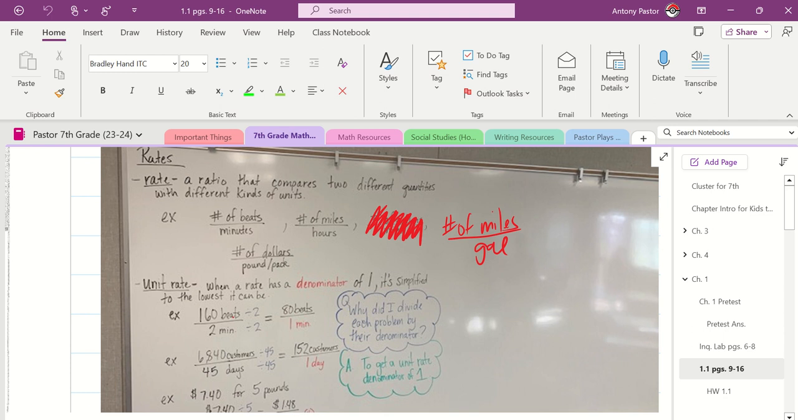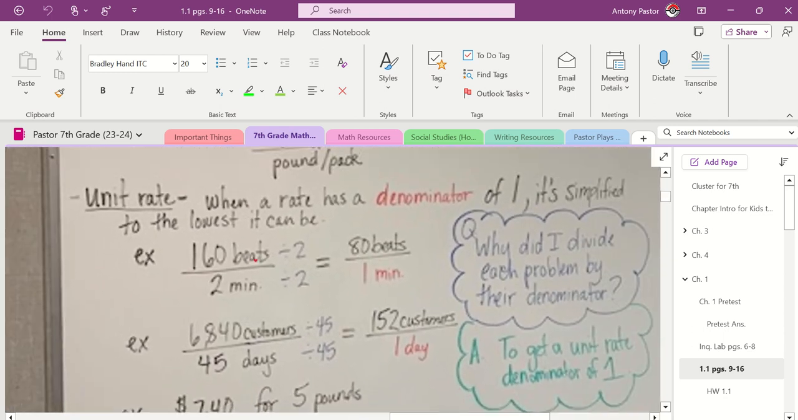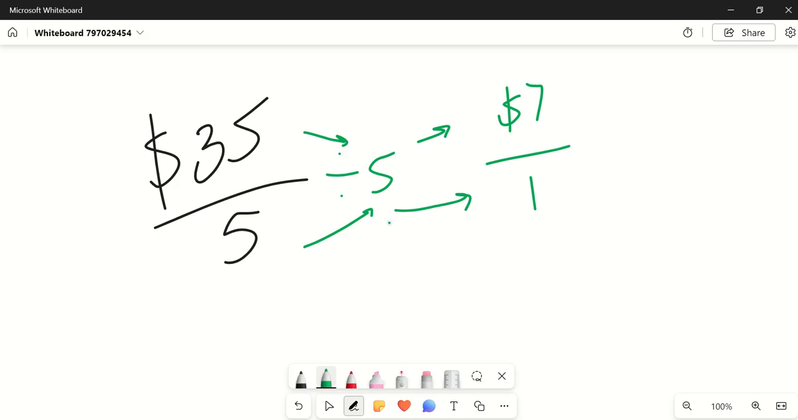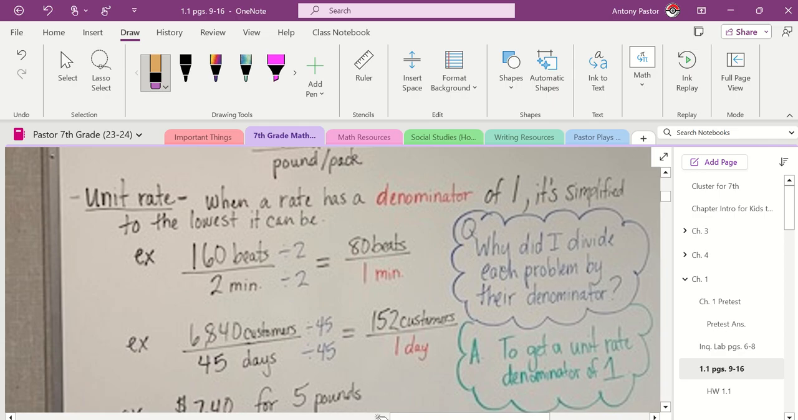So an example that they use here is there are 160 beats per 2 minutes. Every 2 minutes there's 160 beats. If we divide both by 2, just like we did in the example where I divided by 5, it'll be 80 beats per minute. This is known as a unit rate.